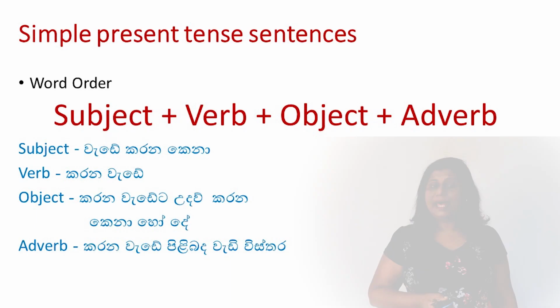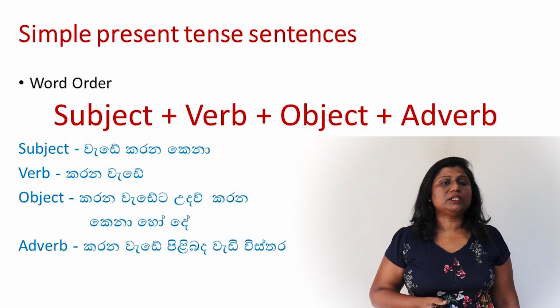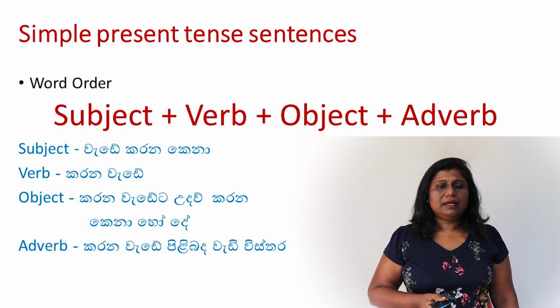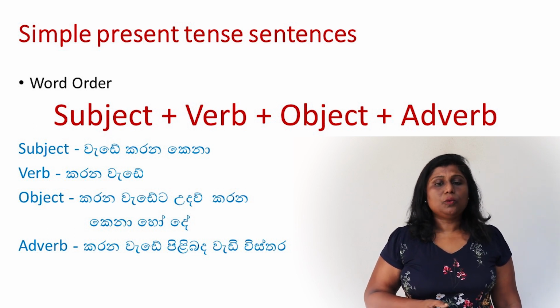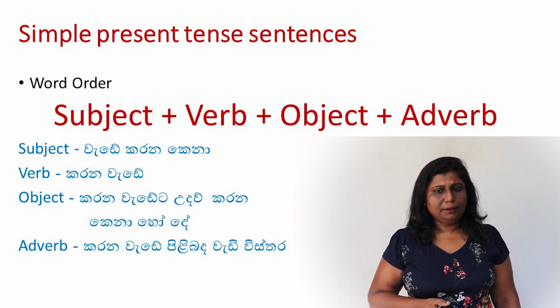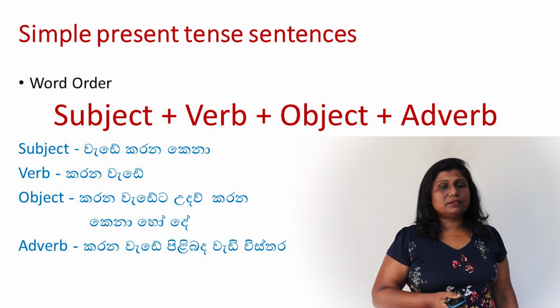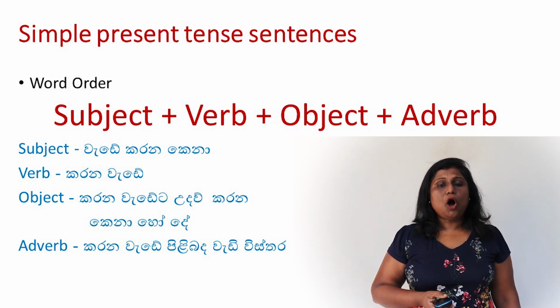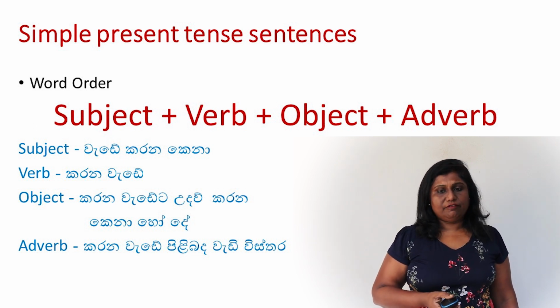Now it's time to write 5 sentences. Before that, I'm going to remind you how to connect the words. Now look at this slide. You can see the word order there. Shall we tell that? Subject, verb, object, adverb. Again please. Subject, verb, object, adverb.